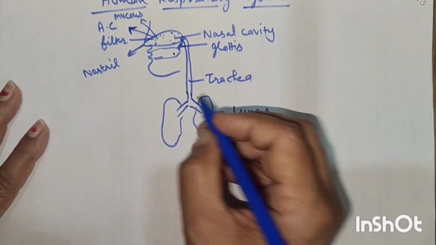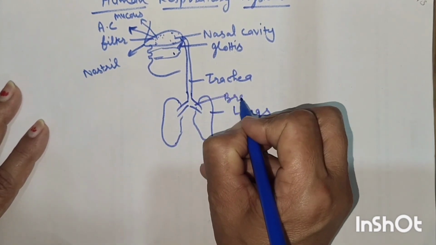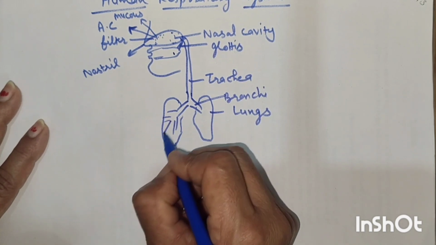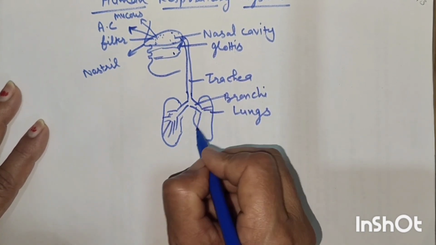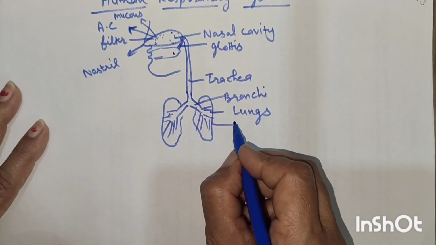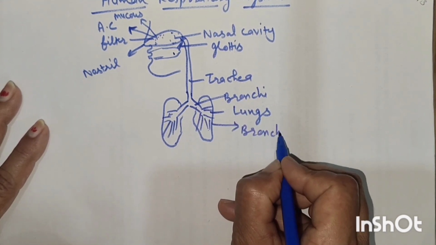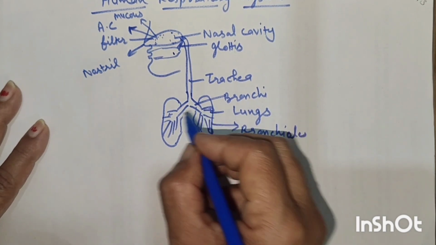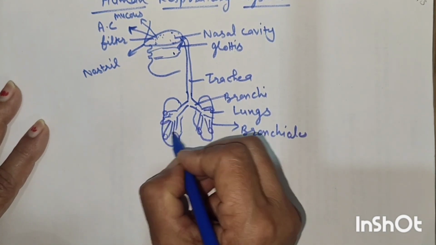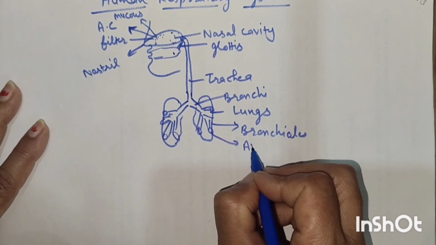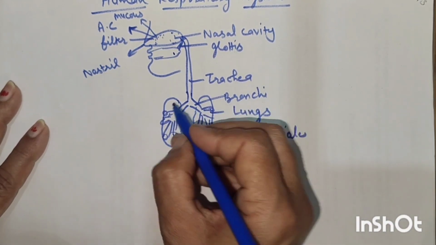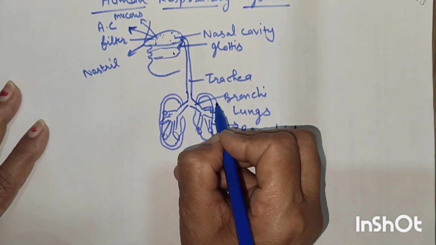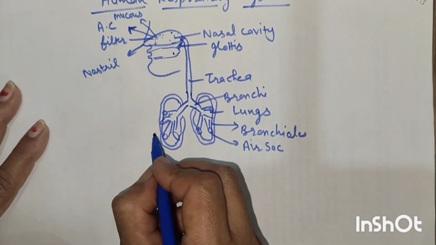lungs, and this is bronchus or bronchi. These bronchi are further divided into branch structures. These are called bronchioles. These bronchioles end in a balloon-like structure. These are called air sacs. These lungs are covered with a membrane that is called pleura.